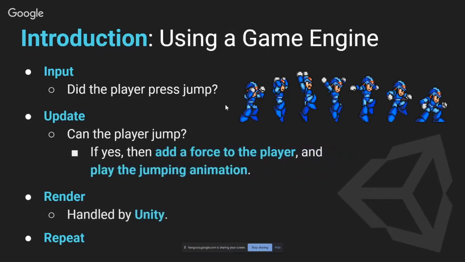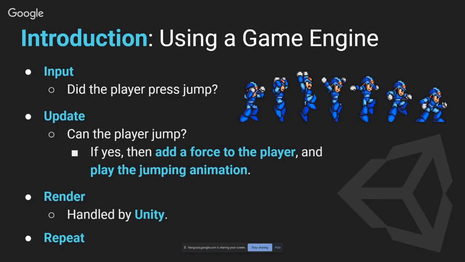So what does Unity bring for us? Well, there are a lot of things that have been abstracted out. For example, the rendering portion is handled by Unity. All you need to do is move the object in the scene, and the rendering portion of the game loop will be handled by Unity's rendering pipeline.